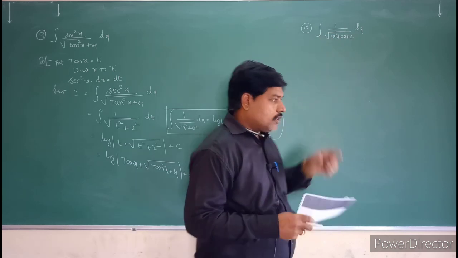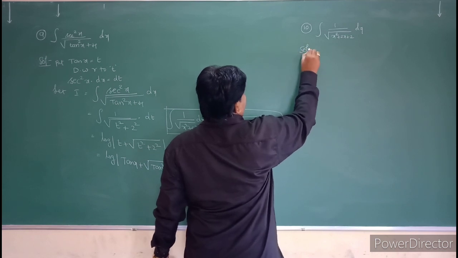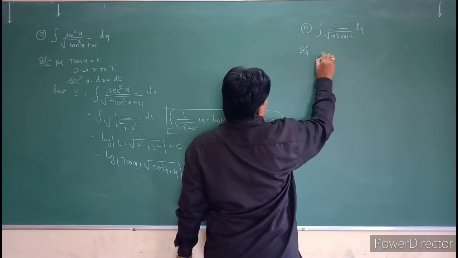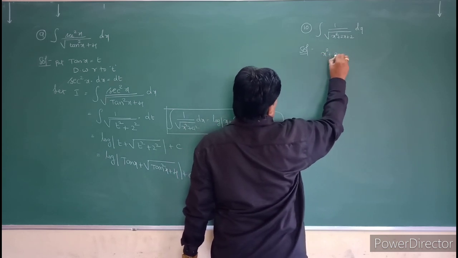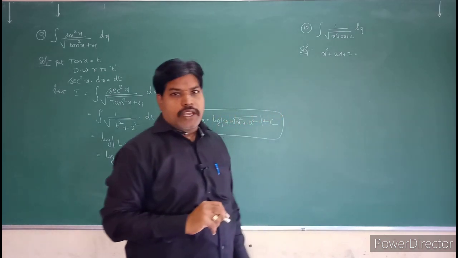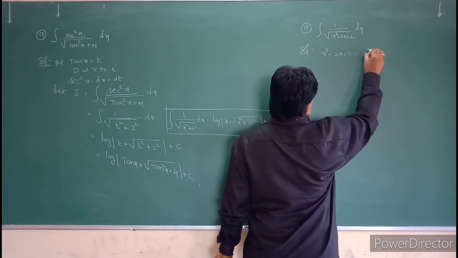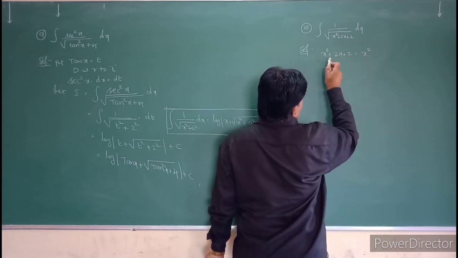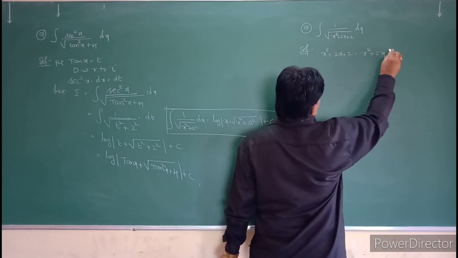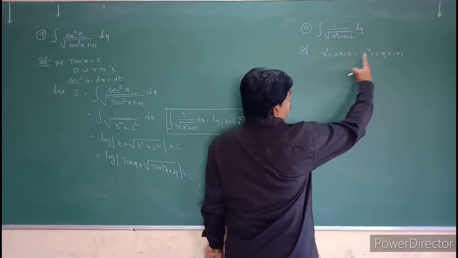See how to convert that. See the solution. First I am going to take the under root value. What is the under root value? x square plus 2x plus 2. Here x square is a square plus 2ab, so that is nothing but 2x. This 2 I have written as 1 plus 1.